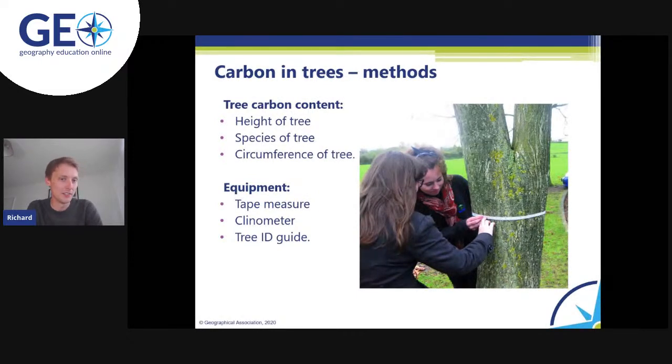Once you've got that information, it is then a case of working out the biomass of your tree, so then you can work out the amount of carbon that's in your tree as well. And to do that, there are instructions on the website I've mentioned already that tell you how to do this. But with just those 3 pieces of information, you should then be able to work out how much carbon is in your tree. And that can be done, yeah, for any tree, really.